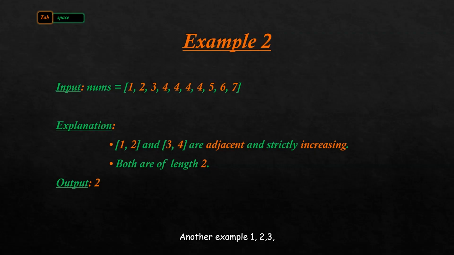Another example: 1, 2, 3, 4, 4, 4, 4, 5, 6, and 7. Here the sequences 1, 2 and 3, 4 are both increasing and they are right next to each other. Both have length 2, so the maximum value of k is 2.